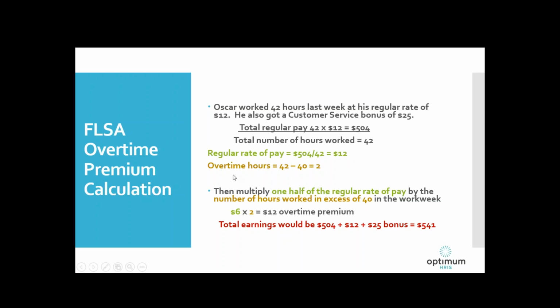We're going to figure his overtime hours. 42 total worked hours minus 40 gives us 2 overtime hours. Then we'll multiply 1/2 of his regular rate of pay, $12, half of that is 6, by the number of hours he worked in excess of 40, which is 2. 6 times 2 is $12 for his overtime premium. So his total earnings of $504 plus his $12 overtime premium plus his excluded bonus of $25 gives us total earnings for the week of $541.